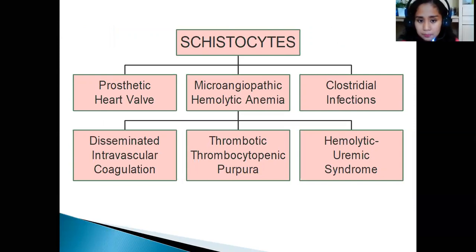So, ano pa nagkakos ng trauma? Ito, prosthetic heart valve. So, once your red blood cell passes through a prosthetic heart valve, it can traumatize the red blood cells. Microangiopathic hemolytic anemia, clostridial infection, so Clostridium botulinum, Clostridium tetani, yung tetanus. We have DIC, thrombotic thrombocytopenic purpura, TTP, and HUS. Okay. So, ang MAHA, microangiopathic hemolytic anemia.